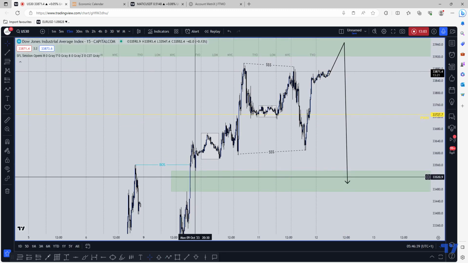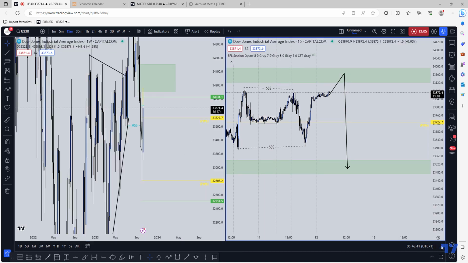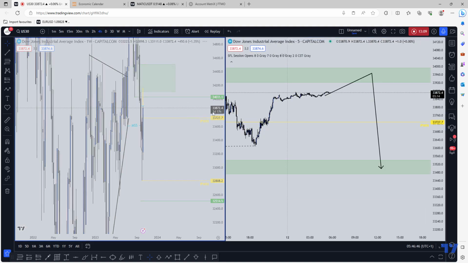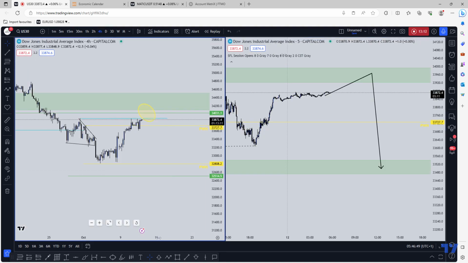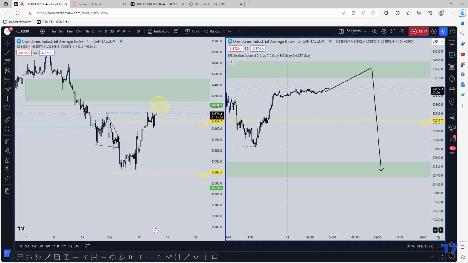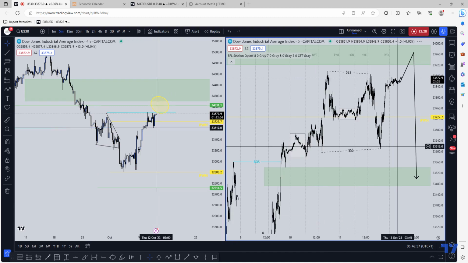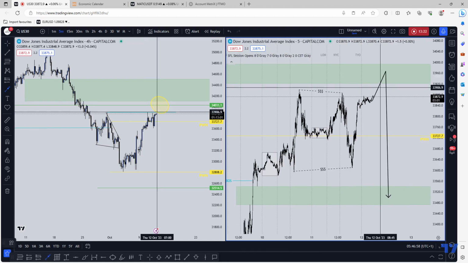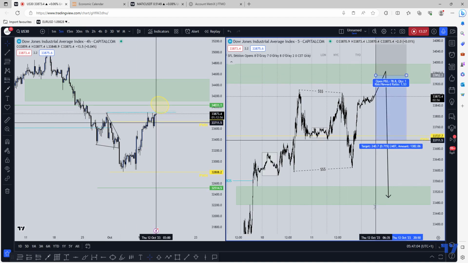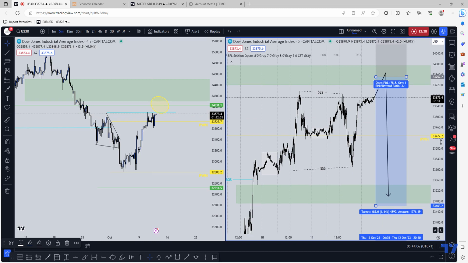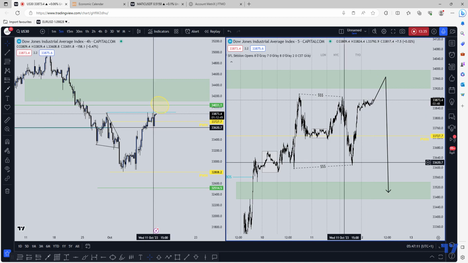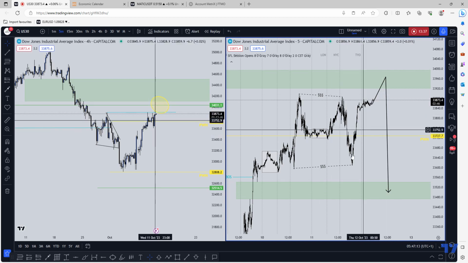We have imbalance here, and this will be the first target. Like I said, we're expecting lower prices in general on US30 from a daily, weekly, and monthly perspective, but we're looking to trade this on a lower time frame entry. You can get a decent risk to reward if the market provides a valid entry somewhere inside of this zone. This will be the first area where I take partial profits, should I be in the trade. But bear in mind, guys, at the moment the market is bullish from an intraday perspective.